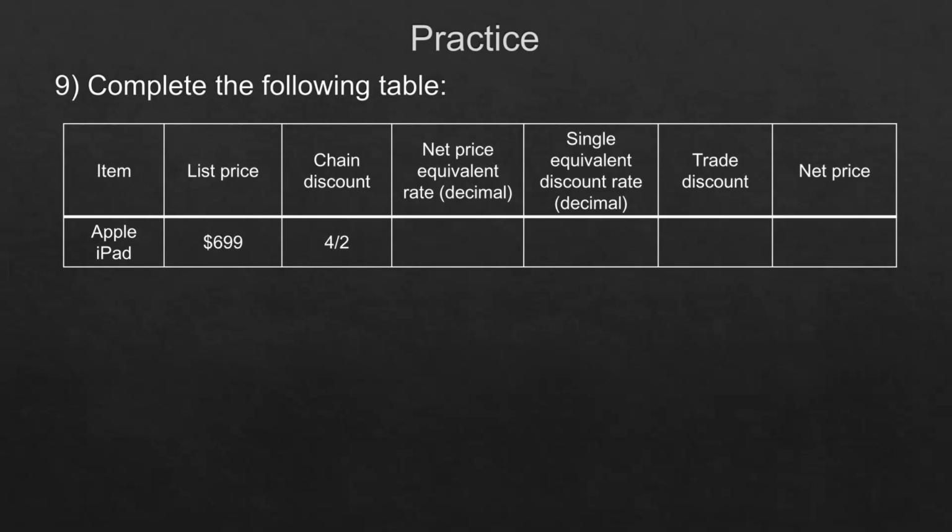All right, so here's our last question for this lesson. We are going to find the net price equivalent, the single equivalent discount rate, the trade discount, and the net price. Okay, so we're going to start out by getting, here's our chain discount. So that's going to be 0.96 times 0.98 because those are the complements. So we multiply those, and that gives us our net price equivalent rate of 0.9408.